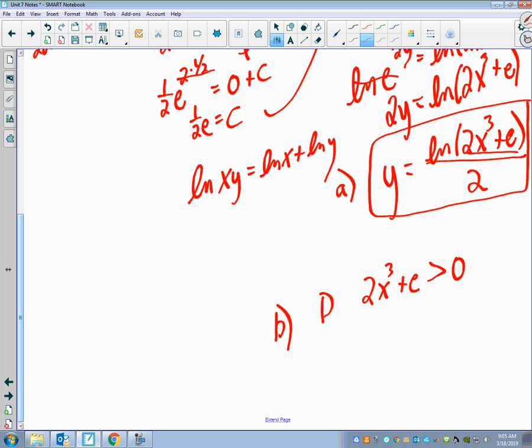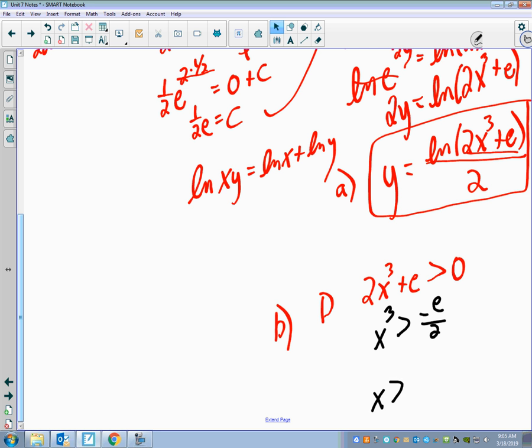So you have to just think about what is it allowed to be. And then you just solve that. So I'm going to subtract e and divide by 2. So that would be negative e over 2. And then you would take the cube root of that, which is really gross, yes?